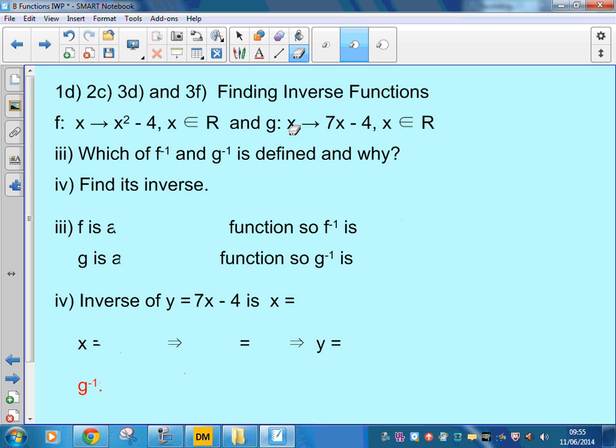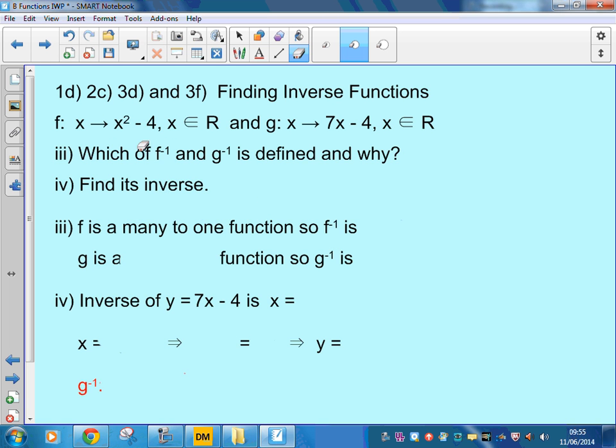The next thing is looking at finding inverse functions. So you have to do that on 1D, 2C, 3D, 3F, and probably other places as well. So the first thing is finding out whether the inverse functions are defined or not. Now, if we look at function f, you'll see that it's a quadratic. And the trouble with a quadratic is it's a many-to-one function.